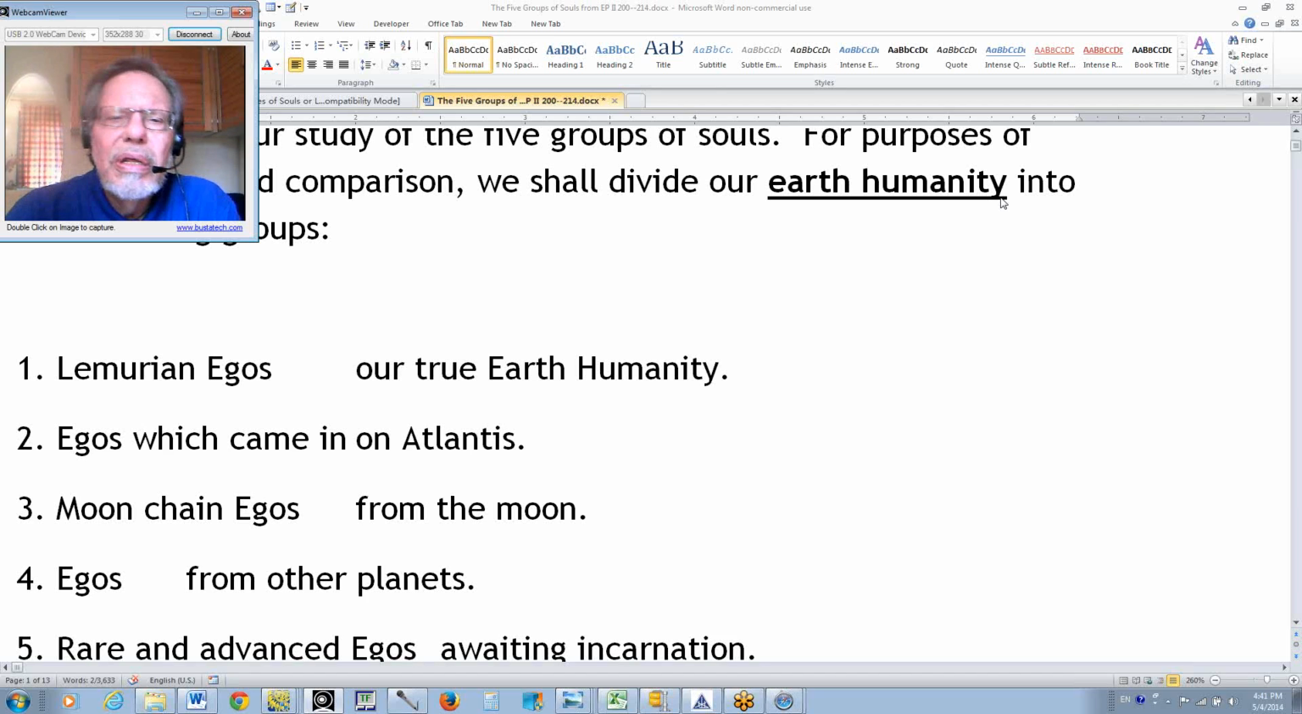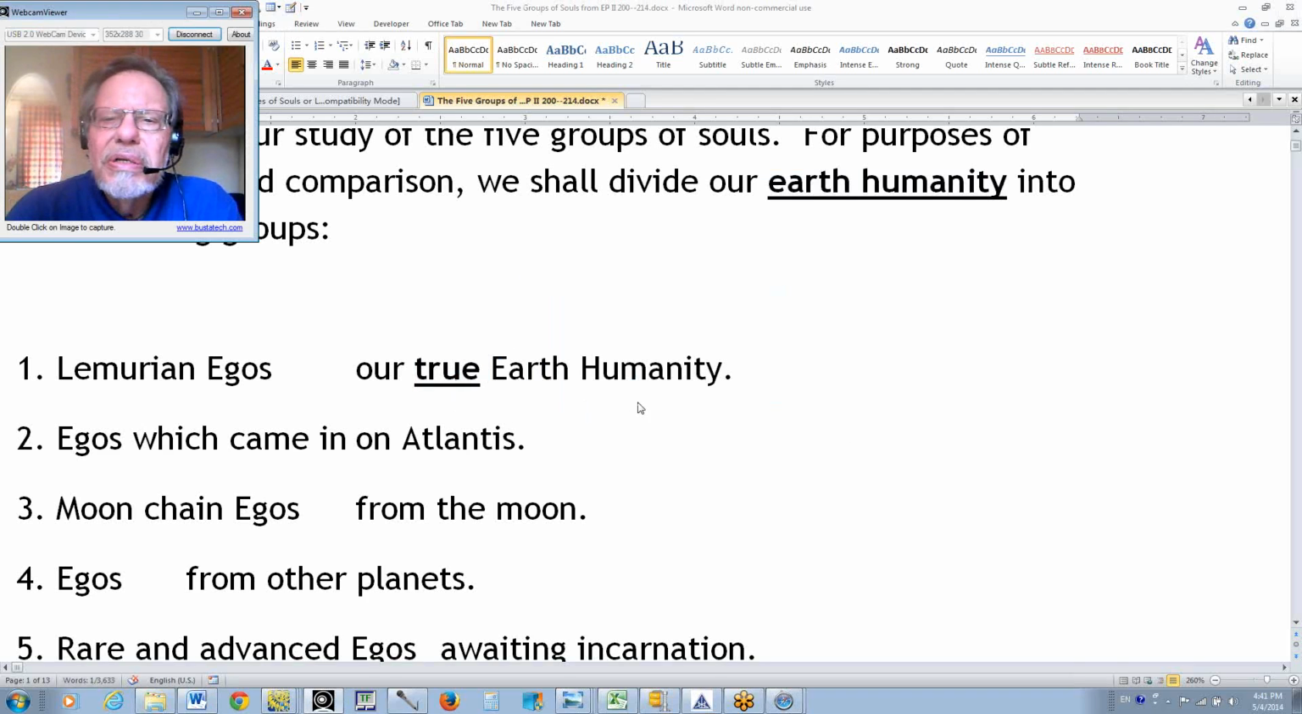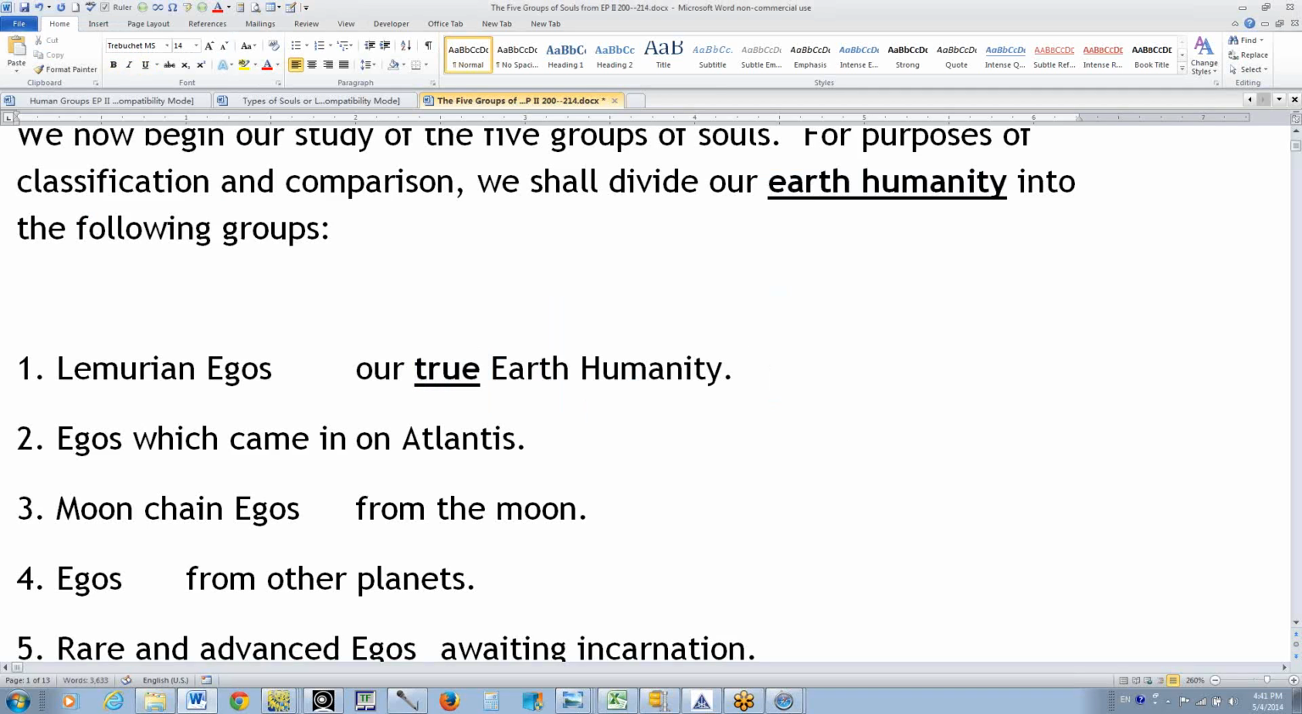So the Lemurian egos are here, and he calls these our true Earth humanity, and they individualized some, what can we say, 21 million years ago.